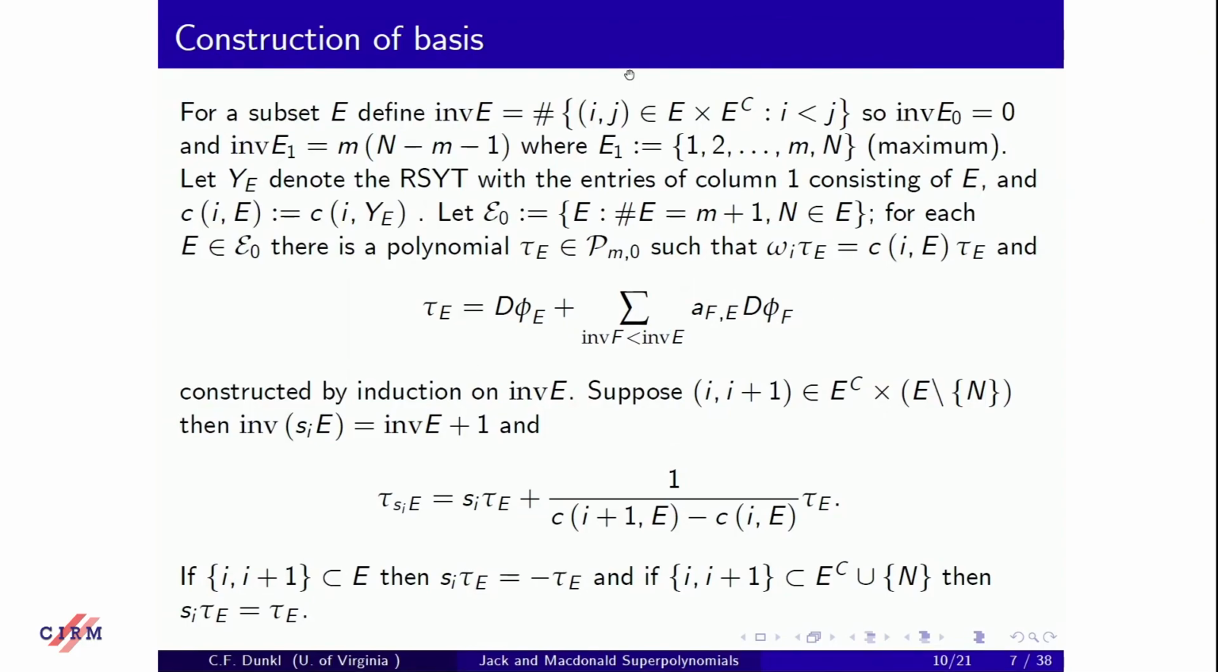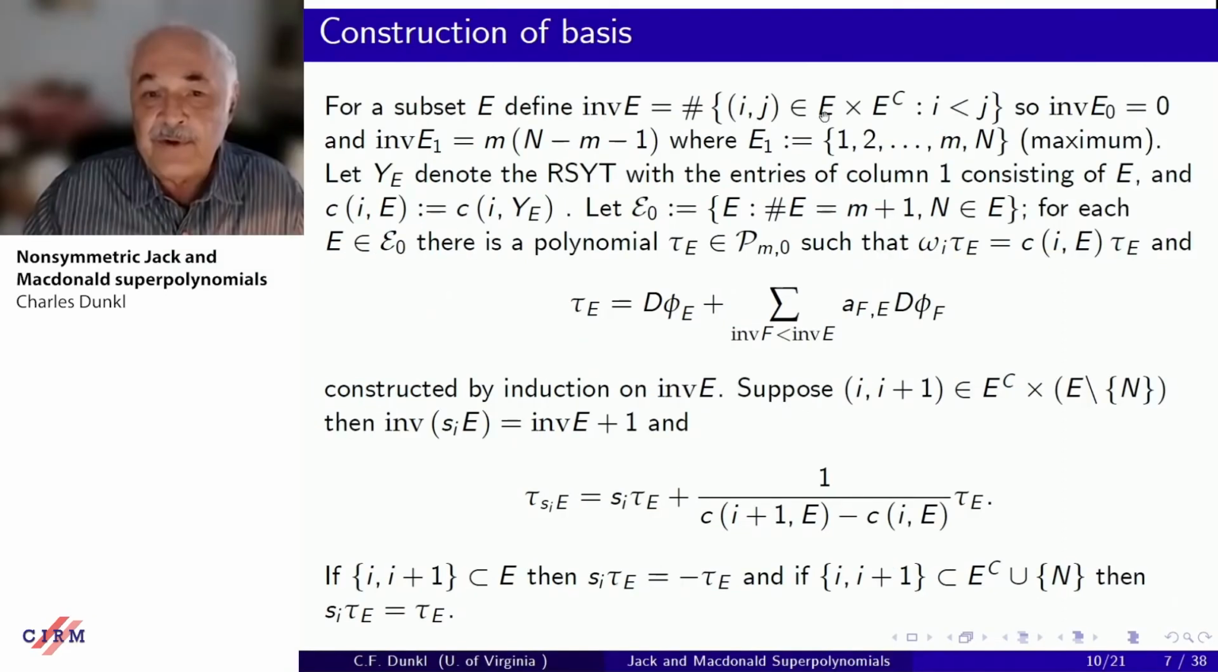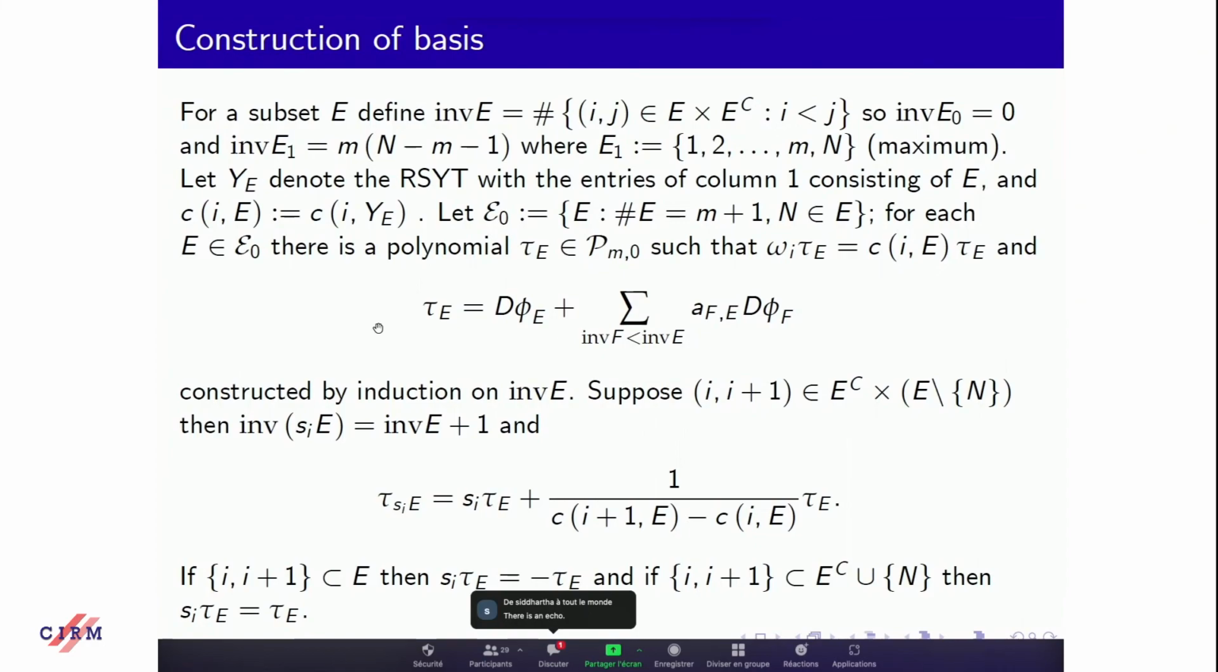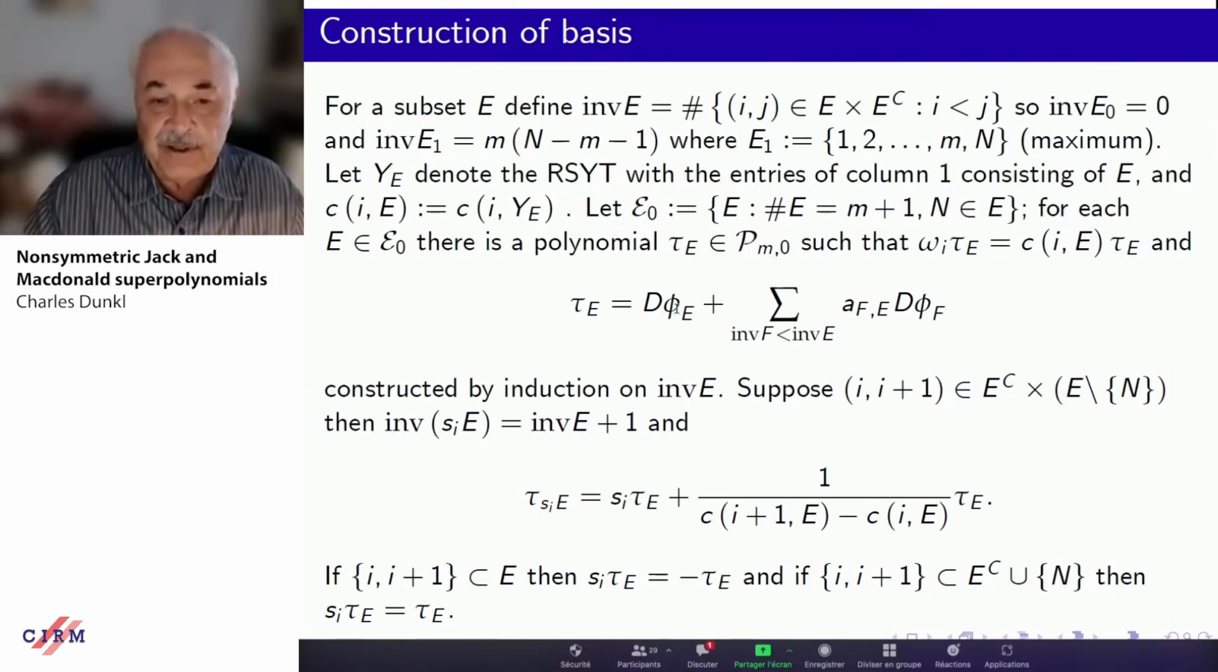The inversion count is the number of pairs where i is in the first one and j is in the second, but i is less than j. So E0 has inversion count 0. And the maximum is if the biggest numbers are in the top row. Then you can construct elements in PM0, which are eigenfunctions for the Murphy elements. And so they're the derivative of phi e, and then a sum over sets with lower inversion count. So you induct on the inversion count.